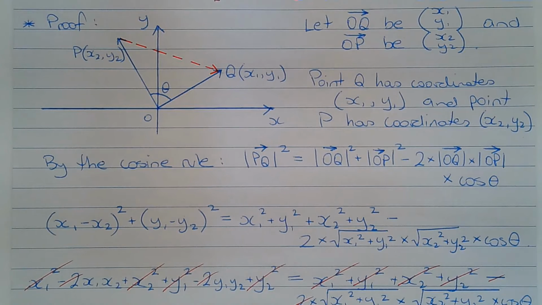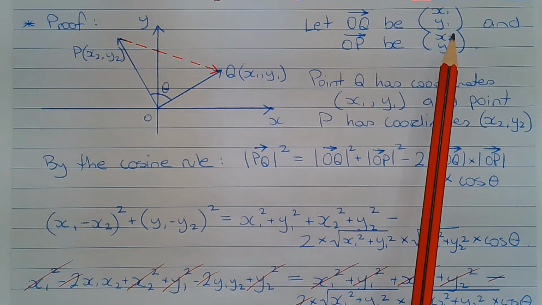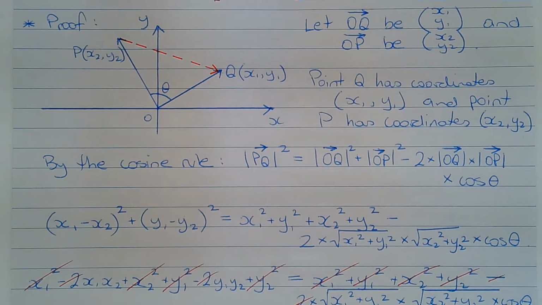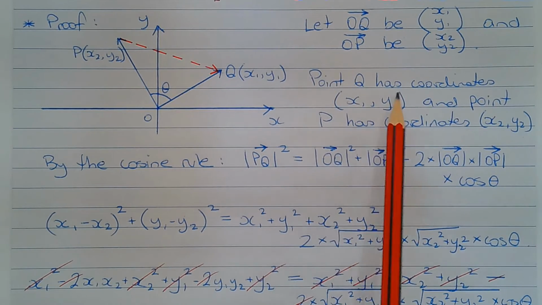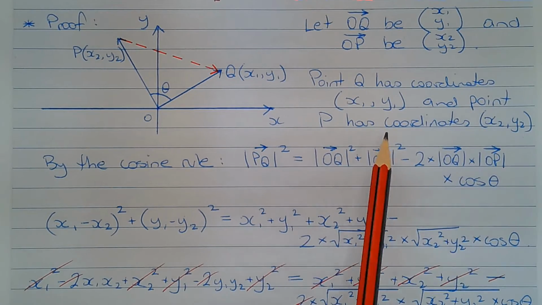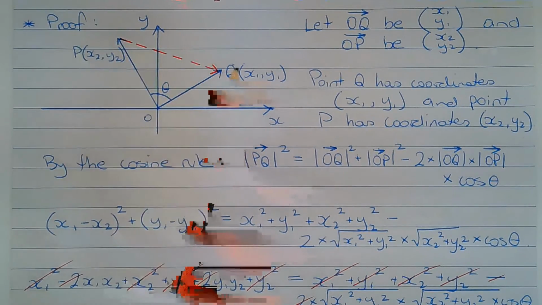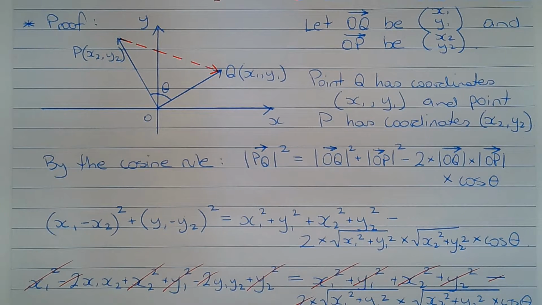The vector dot product formula is based on the cosine rule. Let vector OQ be x1, y1 and vector OP be x2, y2 when expressed in component form. Now point Q has coordinates x1, y1, so that's this point here. And point P has coordinates x2, y2, which is this point here. So they correspond to the arrowheads of both of these vectors.